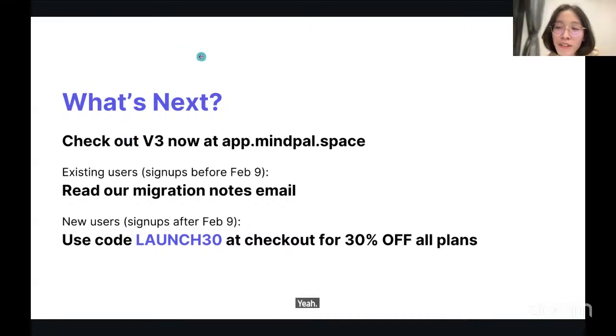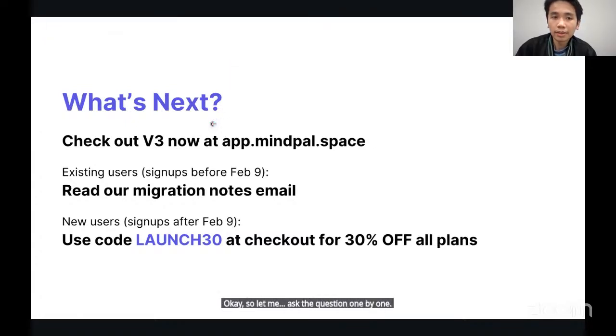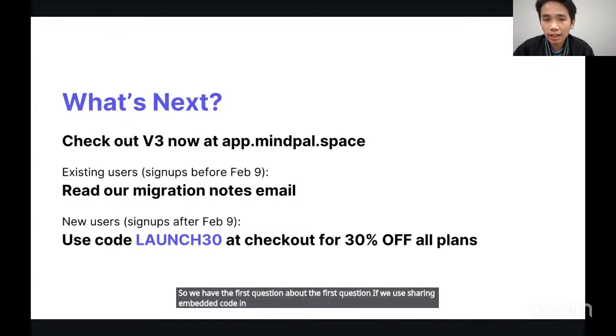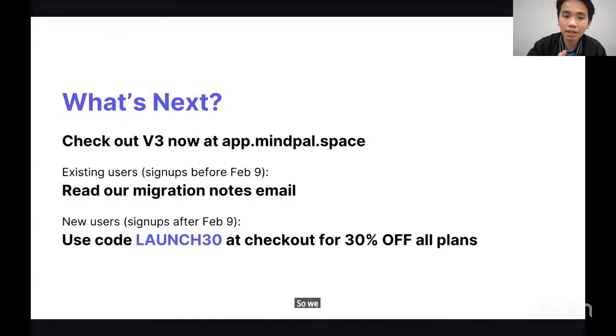Yeah, so can you share with me the questions from the chat? Okay, so let me ask the questions one by one. We have the first question: if we use a sharing link or embedded code in our website for visitors to test the agent or workflow, is there any way for us to set a usage limit or a limit on the number of AI credits consumed so we can prevent it from being abused?